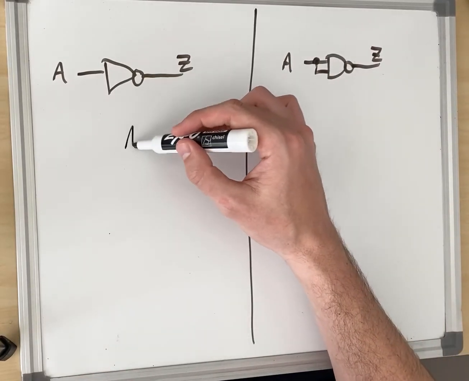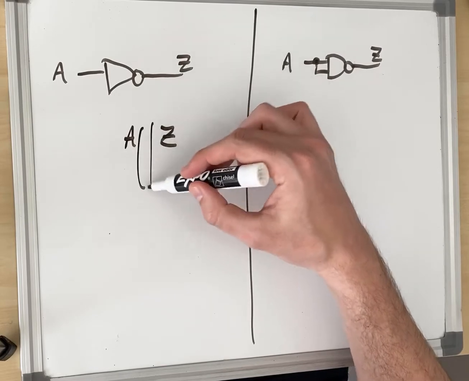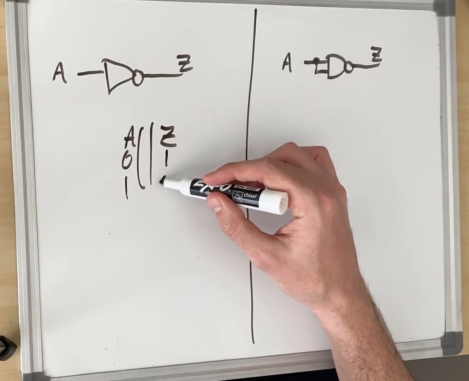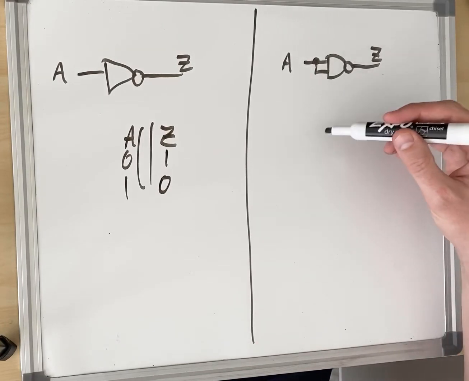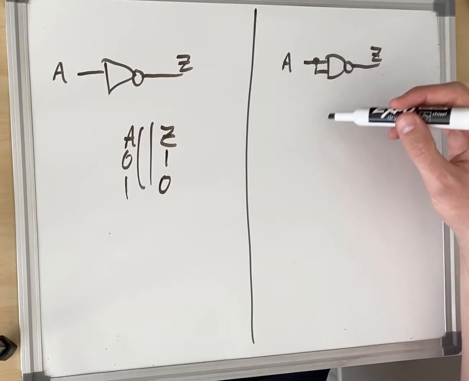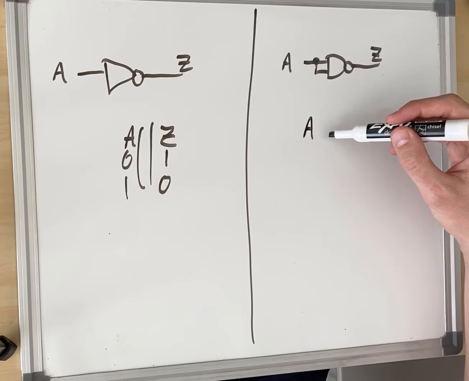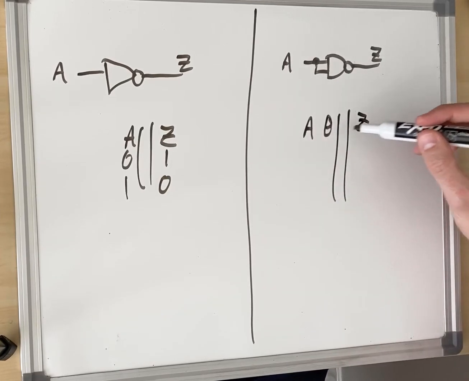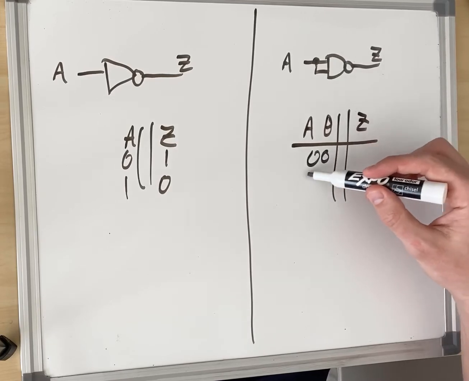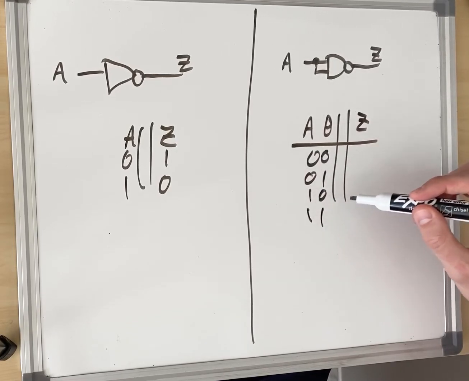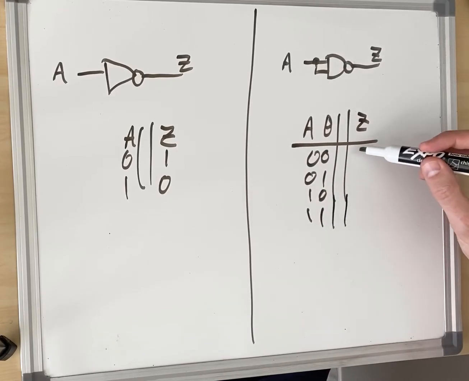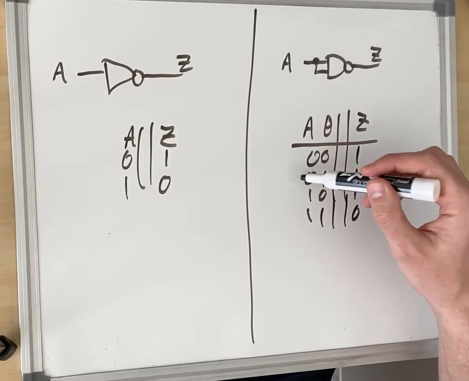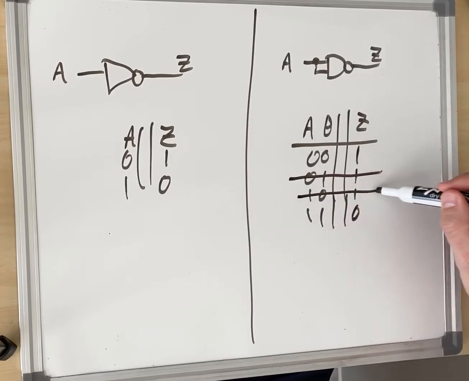Essentially, we know that this would be A, this would be Z, 0, 1 are the only options. We know this is just the opposite, 1, 0. Well, for this, there are two inputs to a NAND gate, A, B, and this is Z. We would have 0, 0, 0, 1, 1, 0, 1, 1. And if you remember the output, I said it's 1, 1, 1, 0. Well, A and B have to be the same, so this doesn't matter, and this doesn't matter.